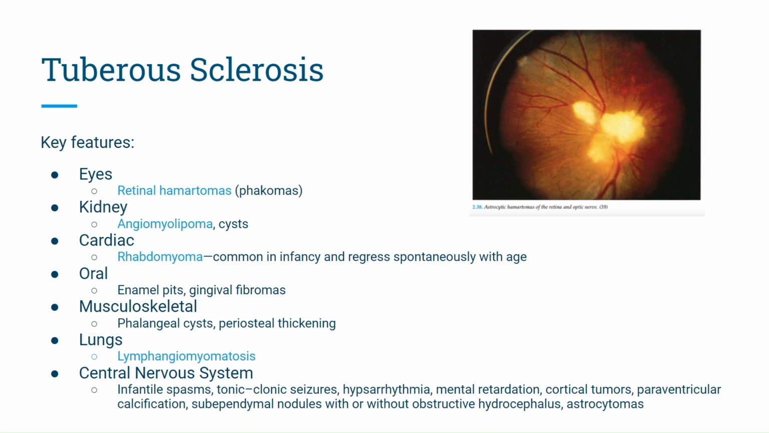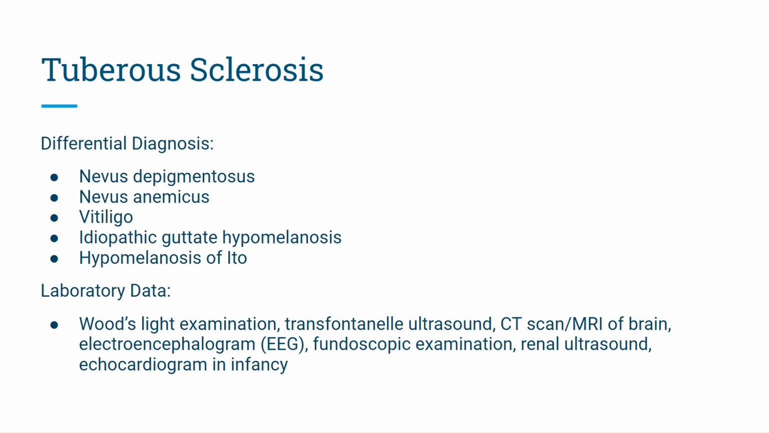Eyes-wise, you could have retinal hamartomas. Kidneys, you can have angiomyolipomas, cardiac rhabdomyomas. So you're getting myomas in various places. Lungs, you can have lymphangiomyomatosis, another myoma in another place. You can have other cysts such as pharyngeal cysts, periosteal thickening, oral enamel pits. CNS-wise, you can have infantile spasms, tonic-clonic seizures, mental retardation, cortical tumors, paraventricular calcification, subependymal nodules, with or without obstructive hydrocephalus. The differential is large because there's a lot of findings associated with this.